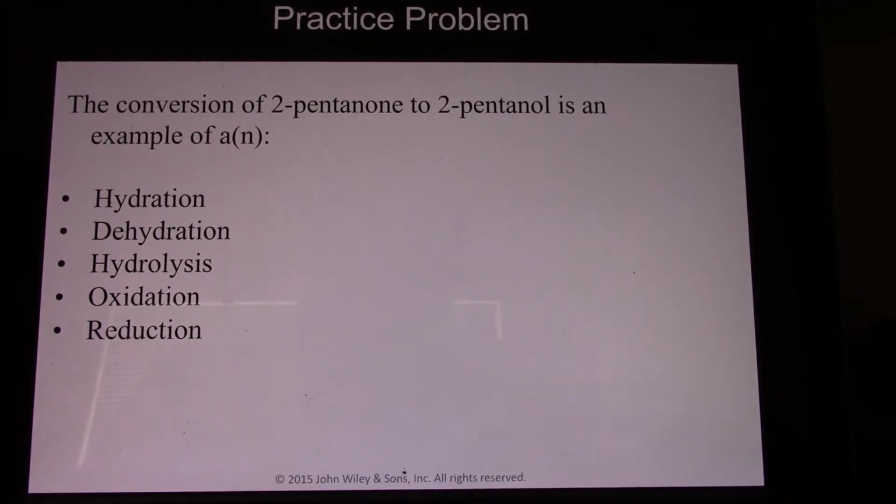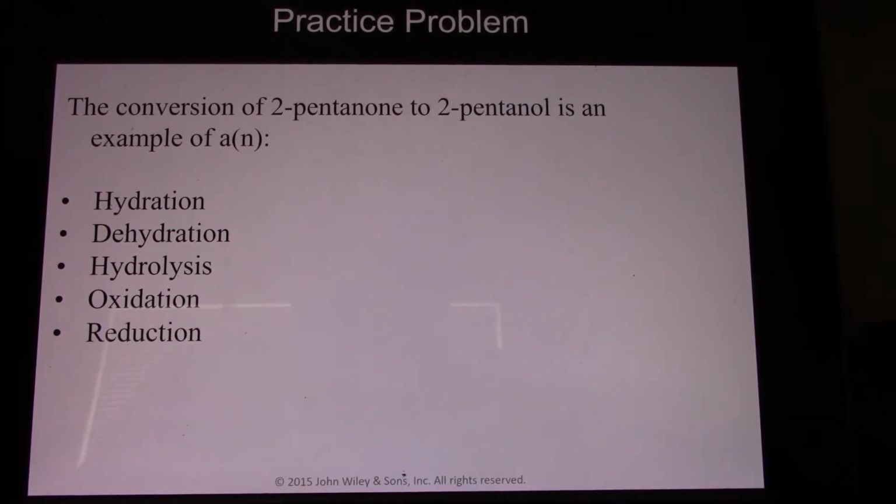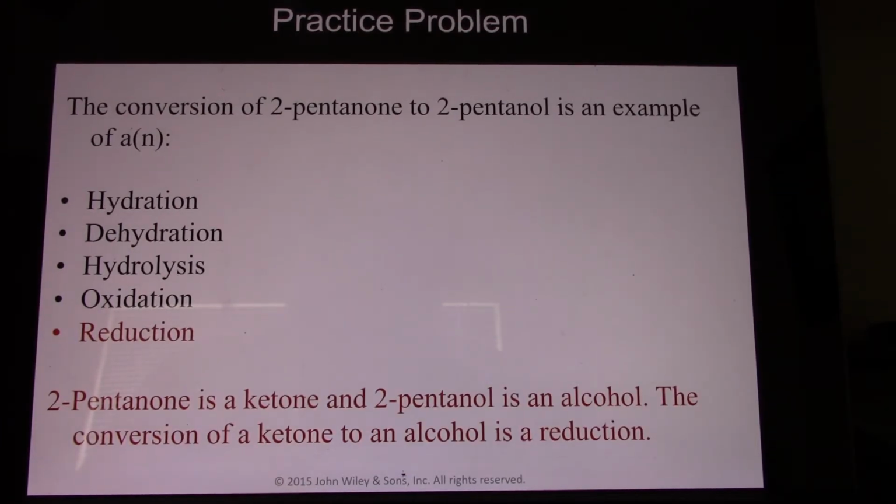All right, the conversion of 2-pentanone to 2-pentanol is an example of reduction. You're putting hydrogens across that C double bond O bond.